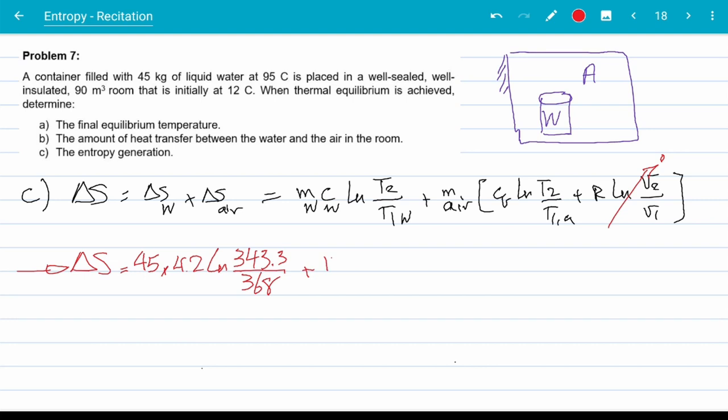Plus mass of air was 11.5 times CV of air is 0.718, natural log of T2, again 343.3 Kelvin, over T1 of air, it was 12 degrees Celsius, that is 285 Kelvin. Do the math, and you get that delta S is 1.76 kilojoules per Kelvin.